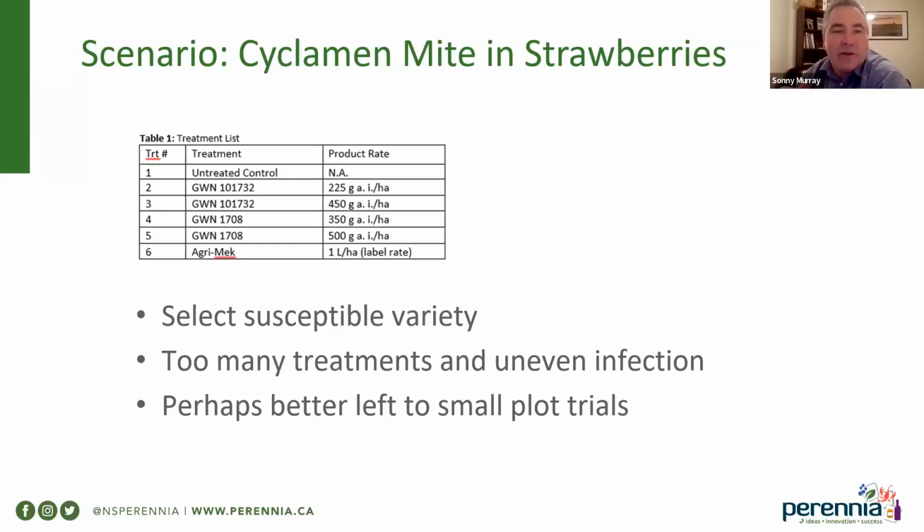Another scenario here, cyclamite on strawberries. Again, quite a list of treatments. You're going to want a susceptible variety, too many treatments, uneven infection. Perhaps again, this one is better left to small plot work by dedicated staff. The other thing about this one is the outcome that you're going to want to measure is cyclamite infection, right? So that's very tedious with a microscope. What farmer is really going to want to spend their time to do that anyway, right? So better off left to somebody that's dedicated to that trial.